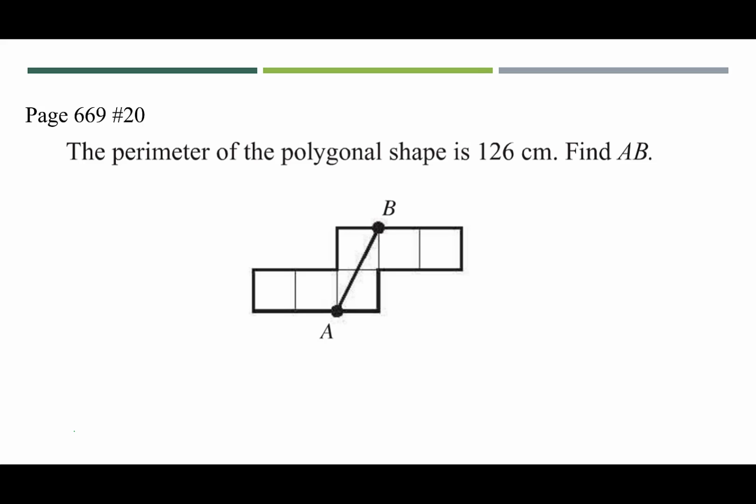The first thing I want you to do, I actually want you to pause this video and count the perimeter, and I'll do the same. Okay, if you started and counted all the way around, there are 14 sides. The question is asking us to find this distance here in blue from A to B, and you can see that this would be the hypotenuse to this right triangle.